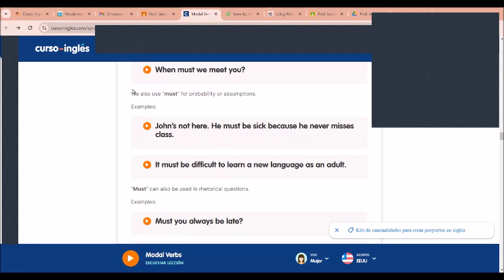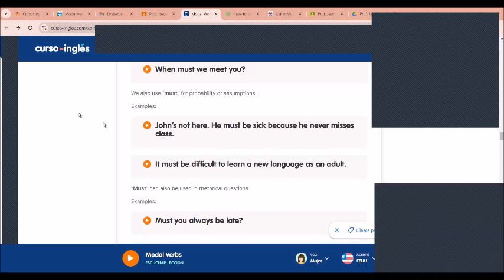Yes. We also use must for probability or assumptions. Examples: John's not here. He must be sick because he never misses class. It must be difficult to learn a new language as an adult. All right. Now, in the first examples, we saw that must talks about the rule. And here, basically, it's just talking about what we believe to be most true. What is the highest possibility? And therefore, we use must for it as well.